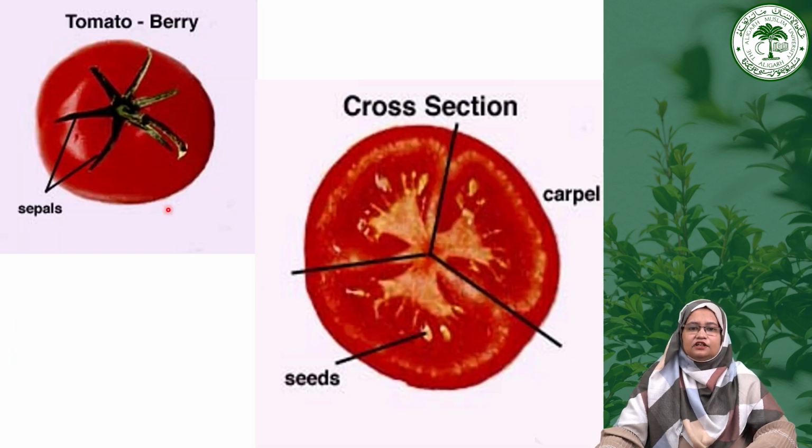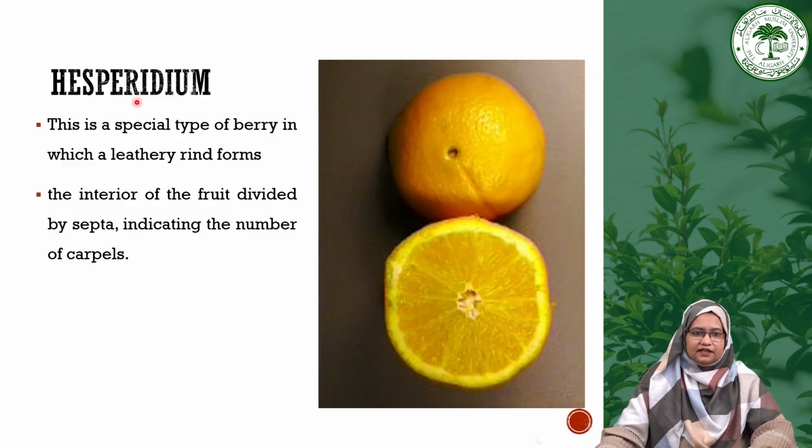Then the next one is the tomato. Tomato is also a kind of berry fruit. As you can see, the inner portion becomes juicy and fleshy and the outer is a thin layer. So, this is the cross section of tomato. This is also an example of a berry type of fruit, which has a persistent calyx.